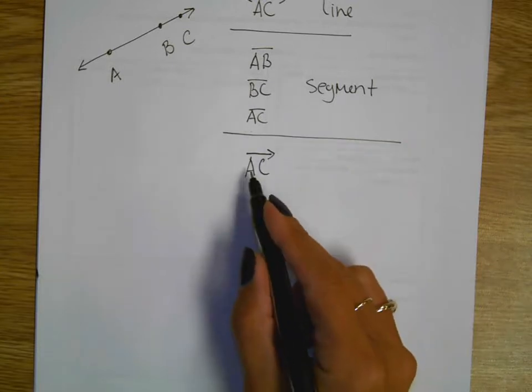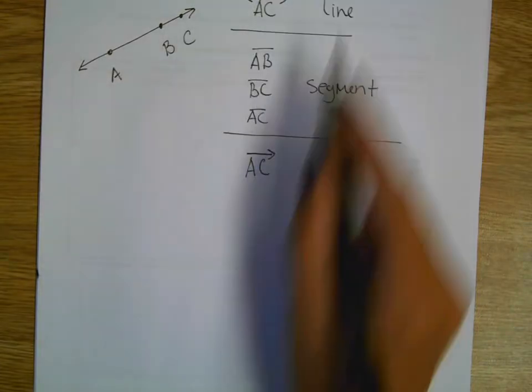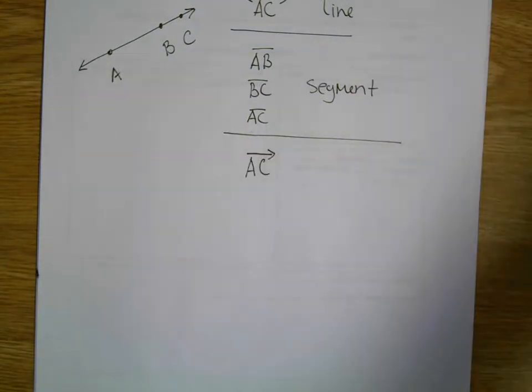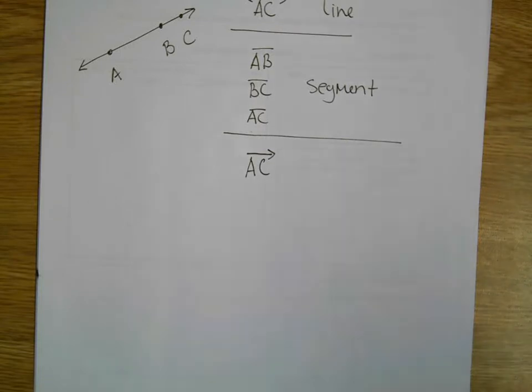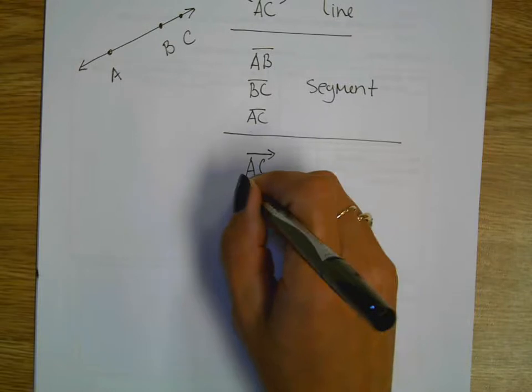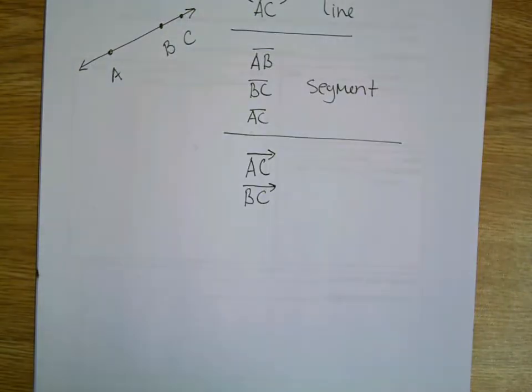So this is saying your ray starts at point A, goes to C, and then keeps going. Shoots in that one direction forever. Do you see any other rays in this picture? Adam? BC. Starts at B, goes to C, and keeps going. Any other rays?